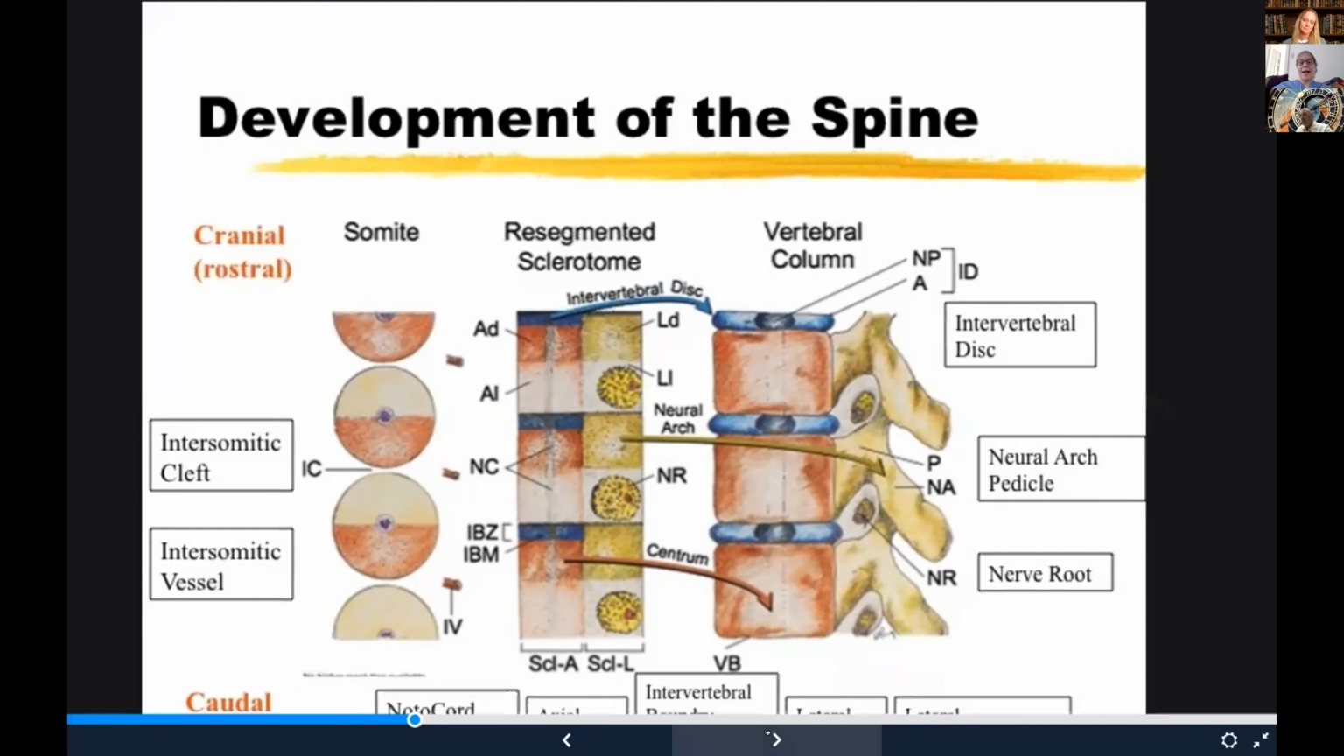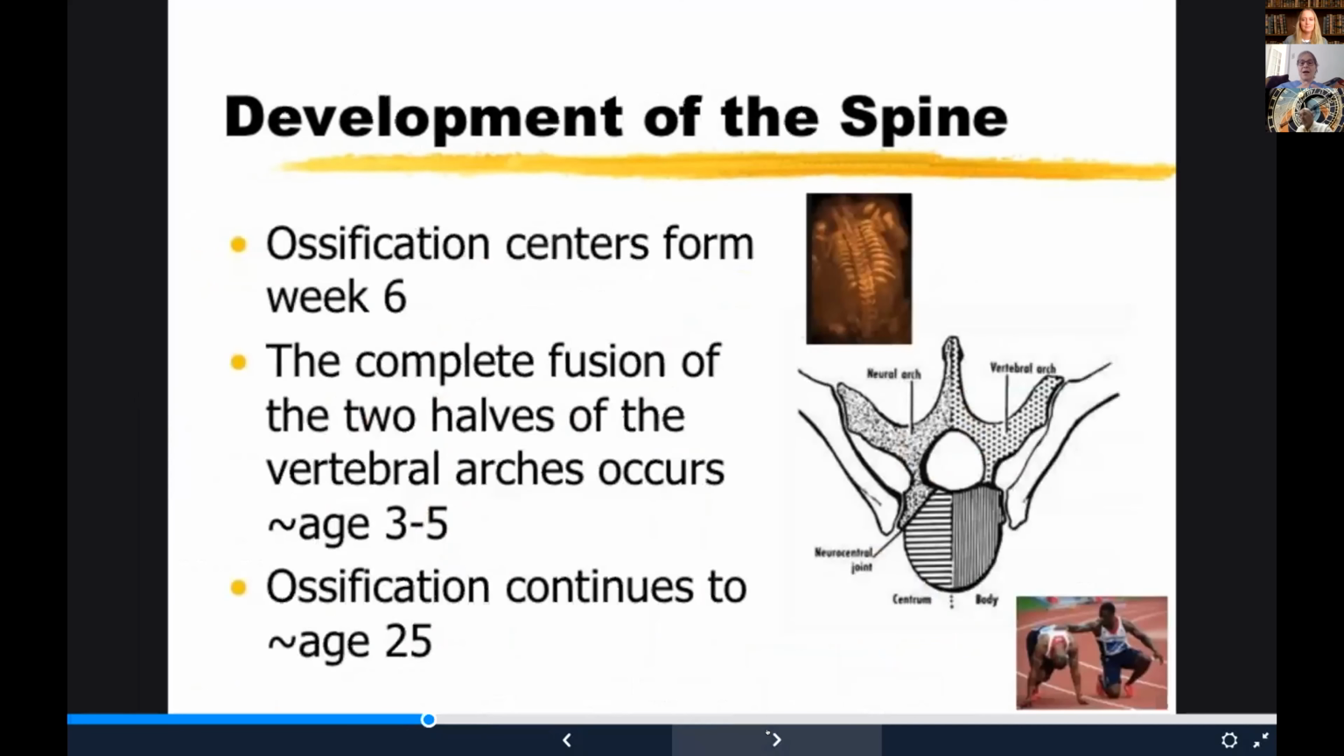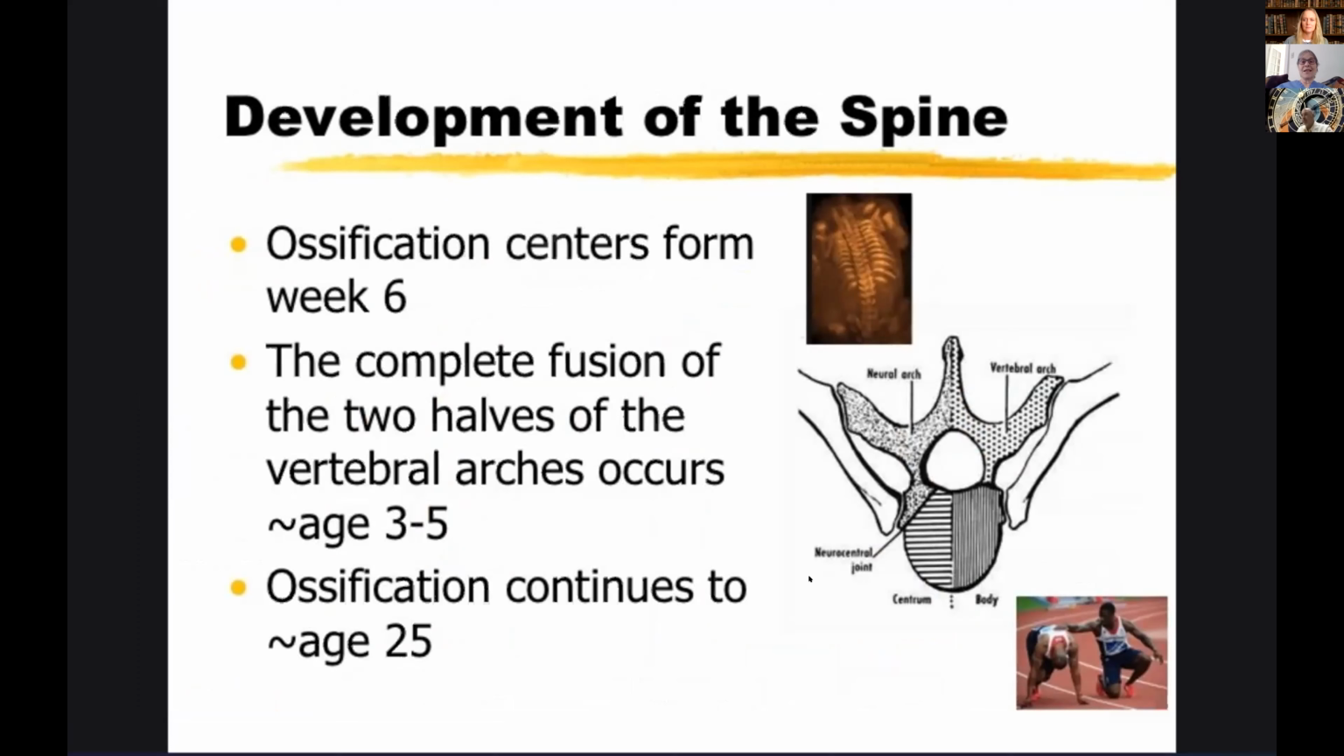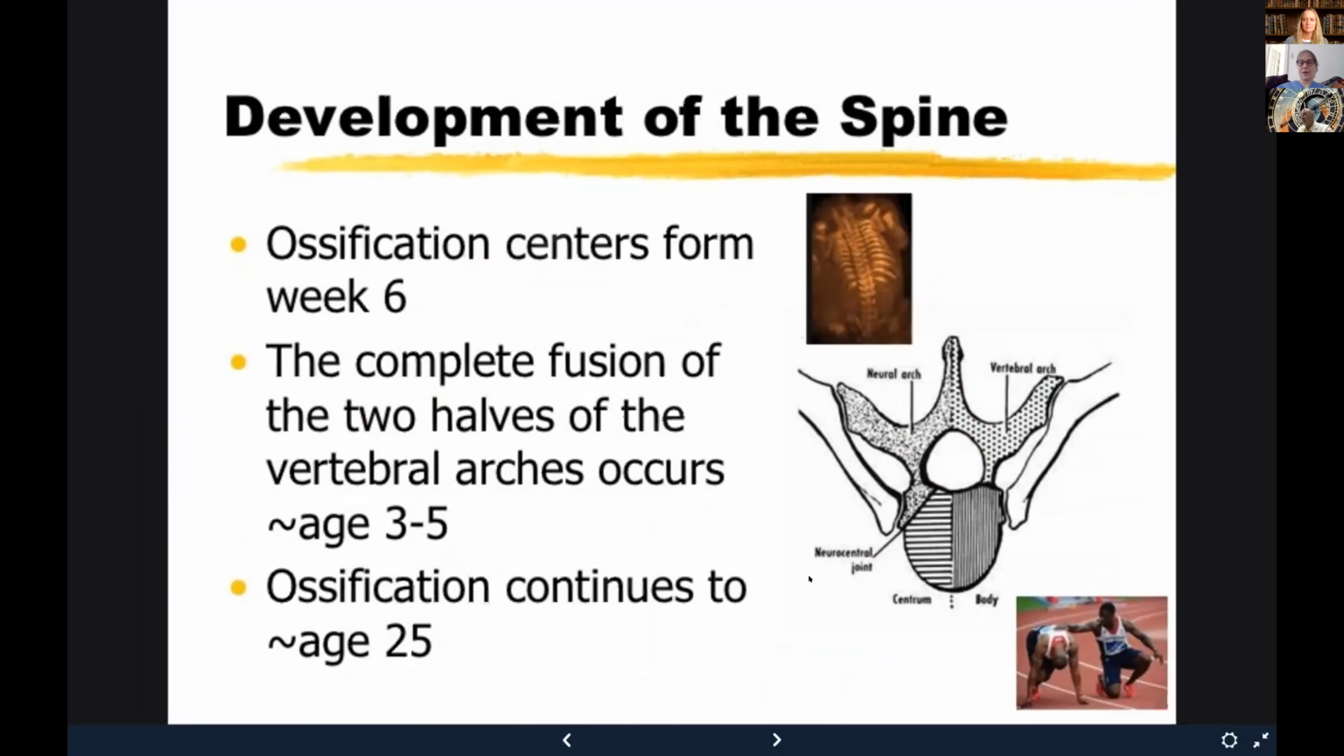So what happens then in development of the spine is you have these segments that are resegmenting and merging together. And the ossification centers that actually start this bone formation actually form in week 6. You don't get a complete fusion of the 2 halves of the vertebral arch back here until age 3 to 5. And the ossification of all of this continues up to 25 years of age.